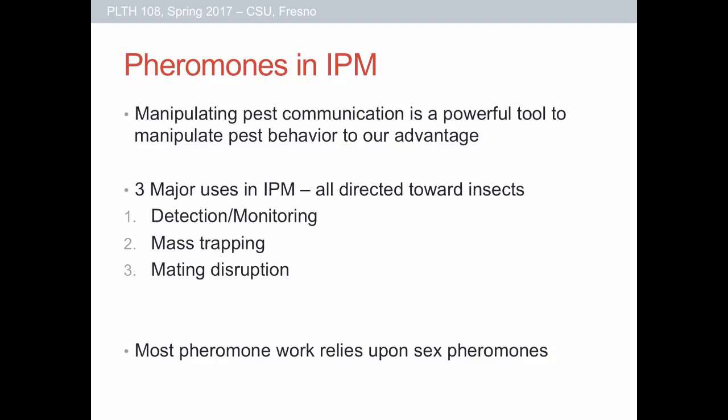So within IPM, we have 3 major uses for these pheromones. We've got detection and monitoring, like we've been using in the lab. We've got mass trapping, and then we've got mating disruption. And generally, all of these are reliant on sex pheromones. We're typically not using trails or alarms or any of that other stuff. We're really relying on basically using sex against the insects.